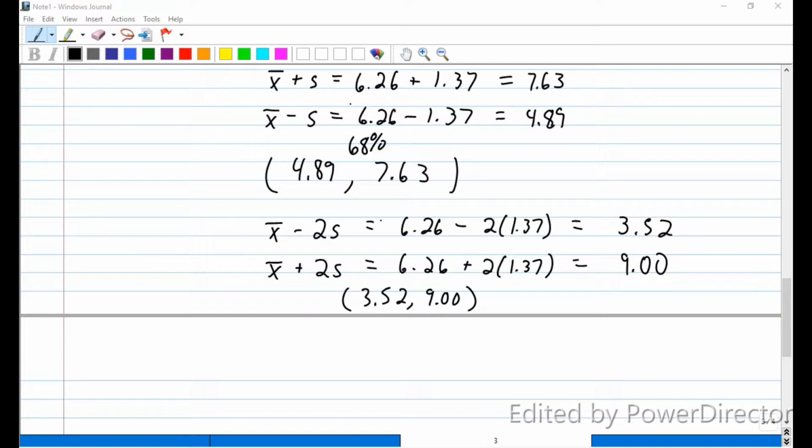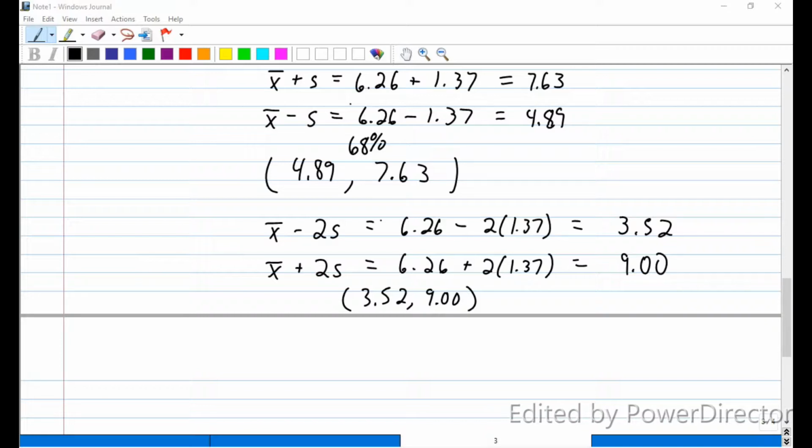So that's the empirical rule. But the empirical rule only applies to bell-shaped distributions. So if your distribution isn't bell-shaped, then what do we do? How can we calculate how much of the data is going to be within a standard deviation of the mean, or what percentages would it be?